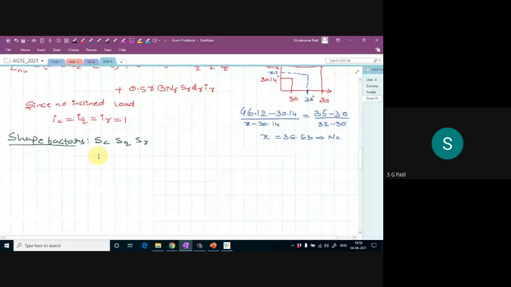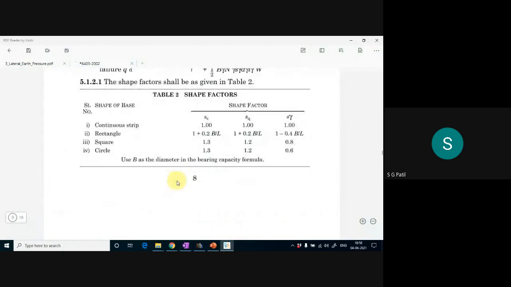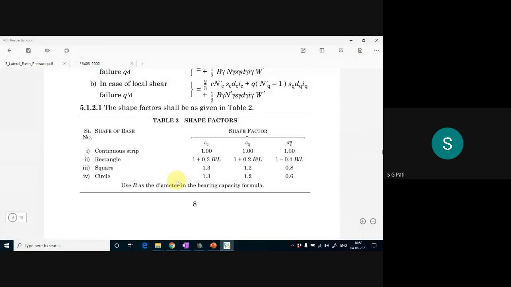Okay, now SC, SQ, S gamma I should calculate. Again go back to the IS 6403. See, here are the shape factors, that is your table number 2. If you have a continuous footing, SC, SQ, S gamma will be 1. If you have a square footing, SC is 1.3, SQ is 1.2, and S gamma is 0.8. But the given footing is what? Rectangular footing. In our problem, we have a rectangular footing.